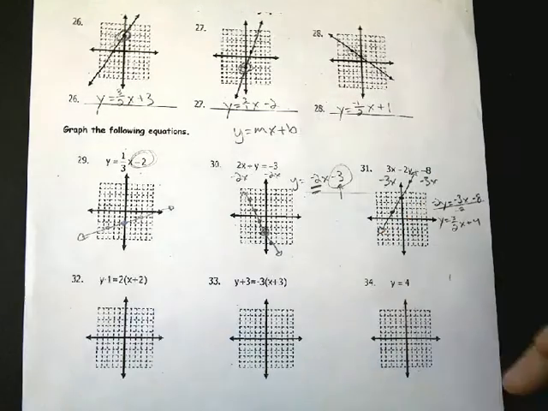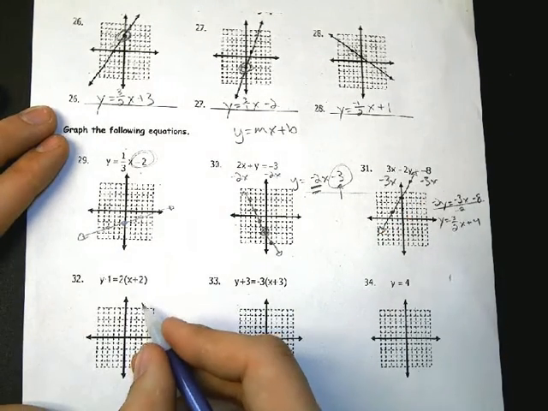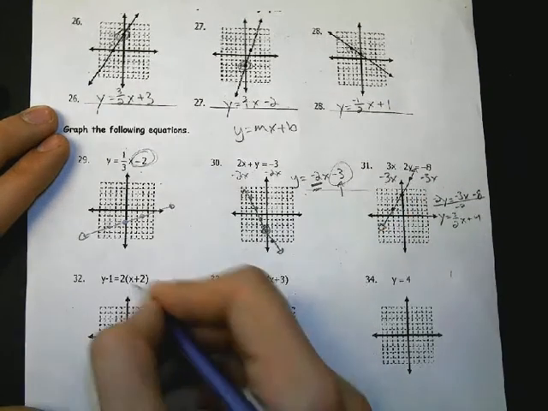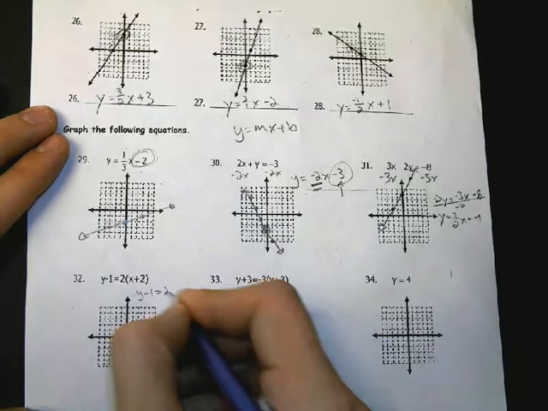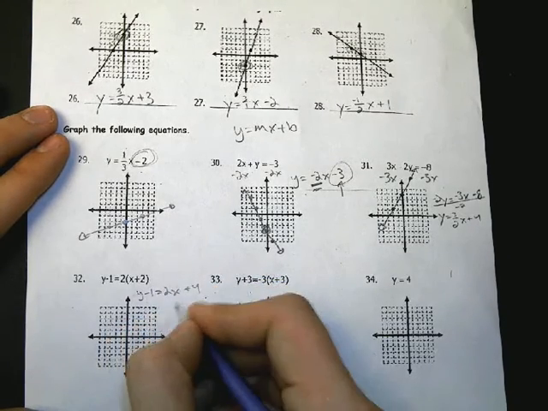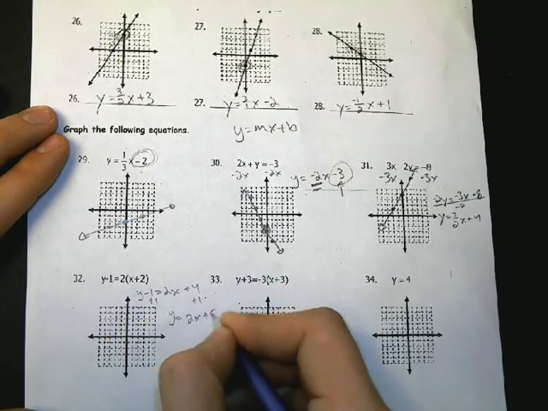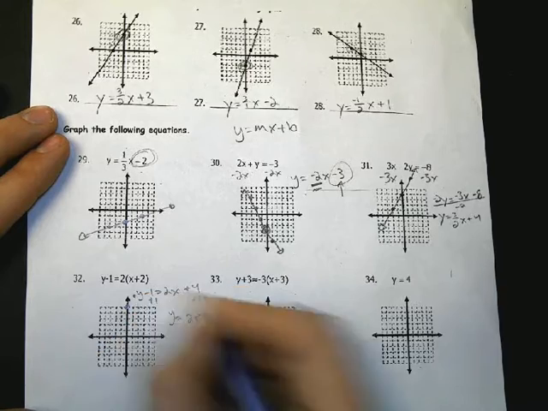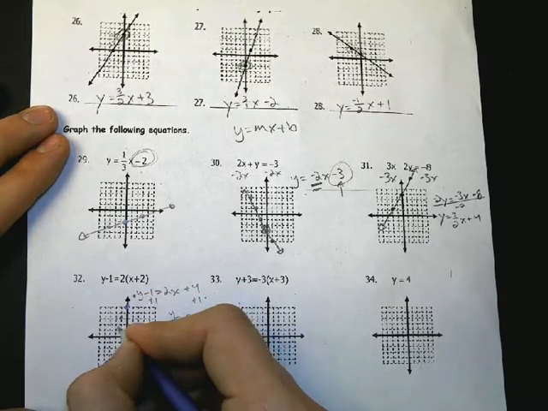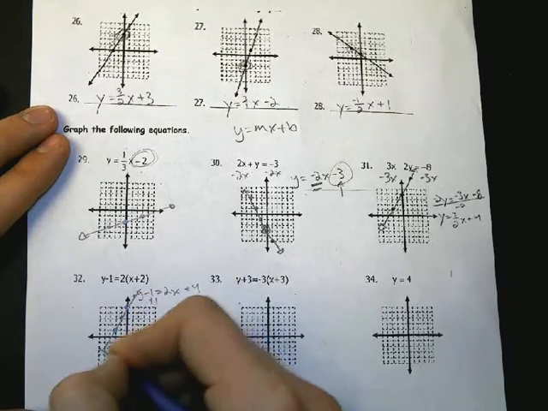This one, I'm going to solve it for y. So I've got y minus 1 is equal to 2x plus 4. Add the 1, and I'm going to get y is equal to 2x plus 5. Again, you can kind of count that off, but the backwards points really help on this particular graph. Slope of 2, intercept of positive 5.